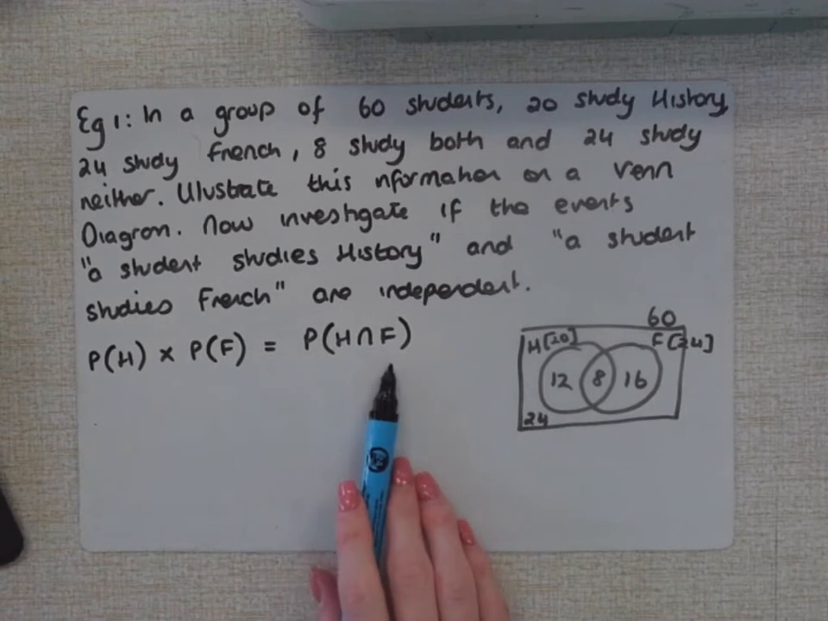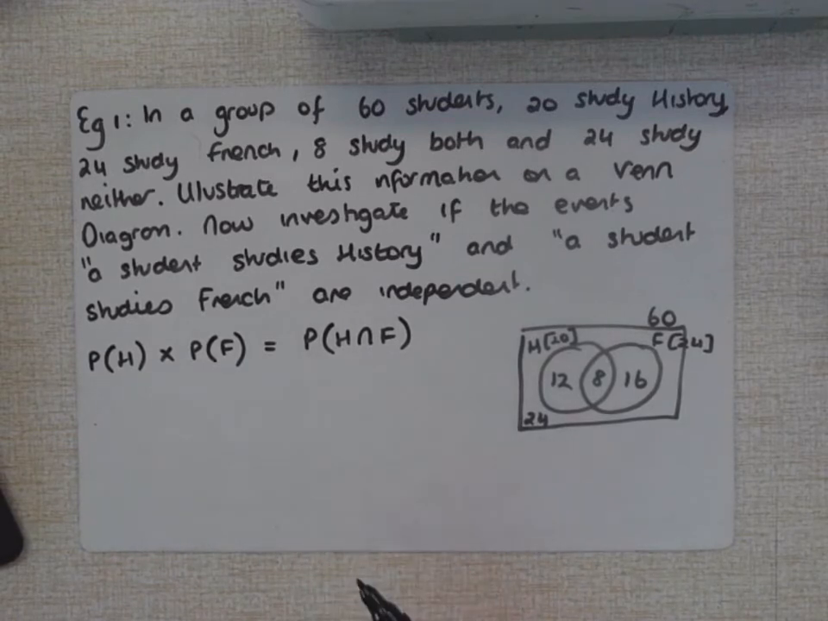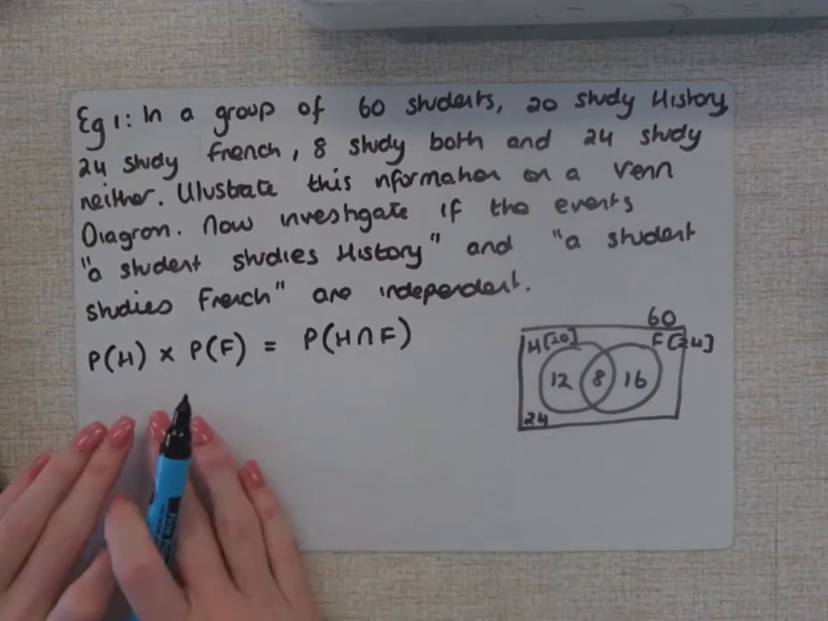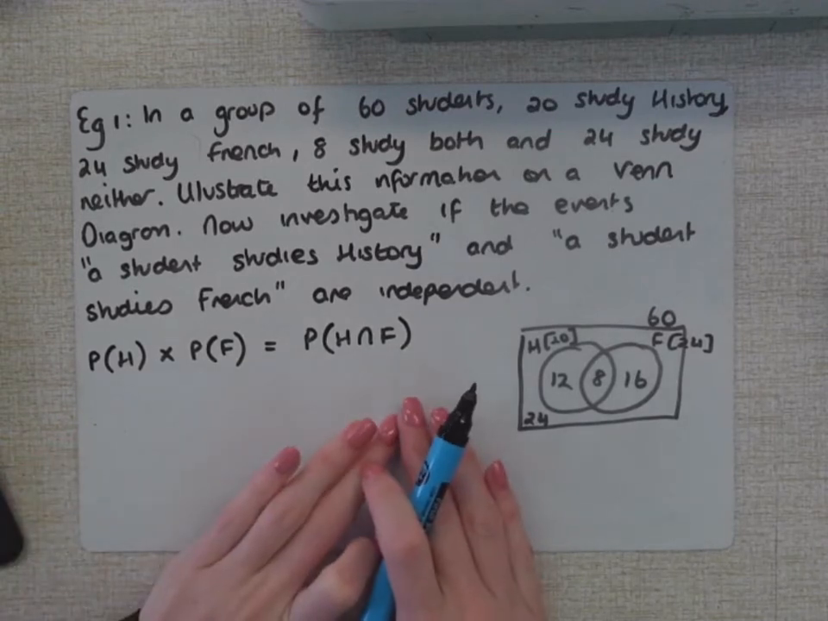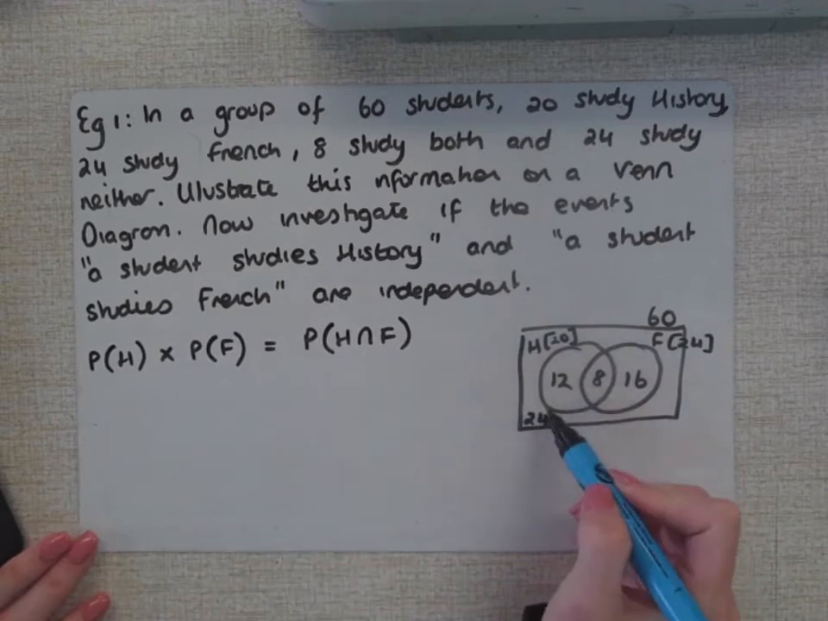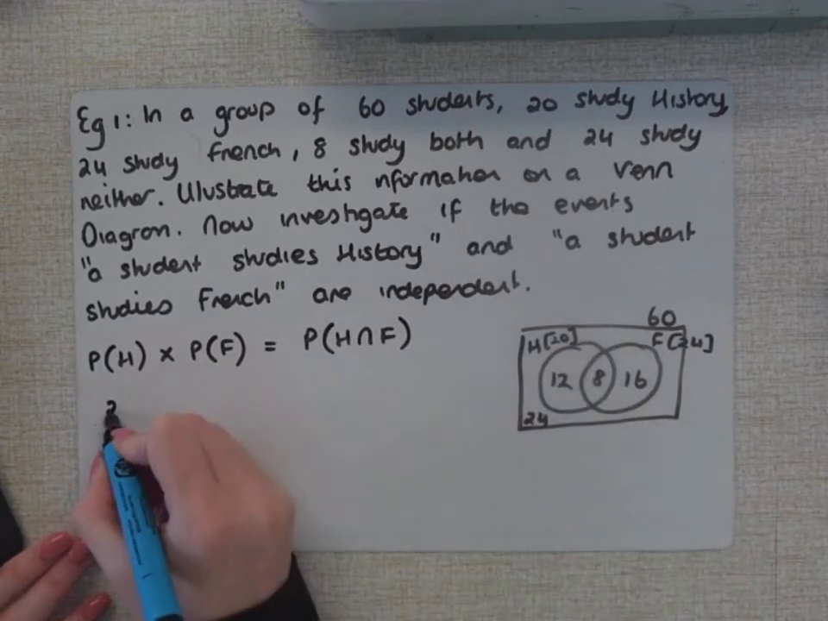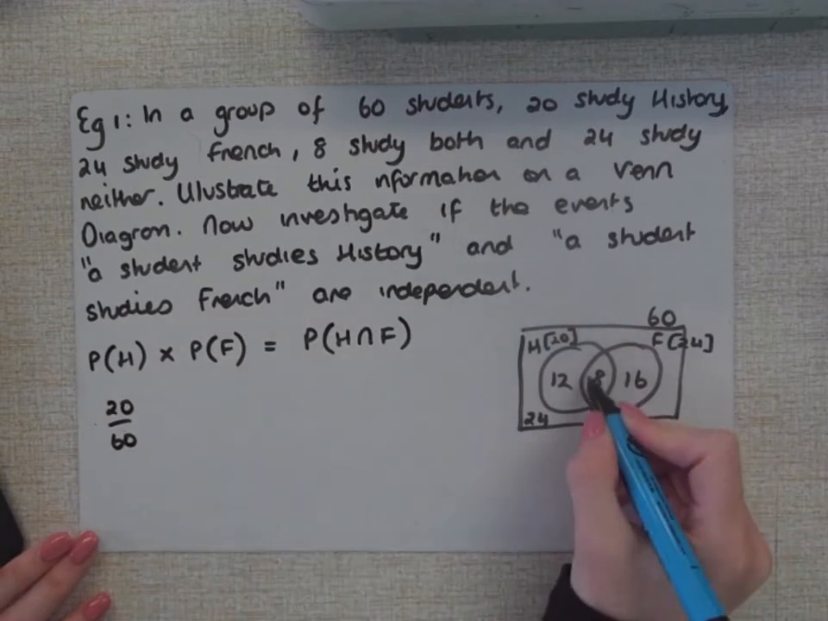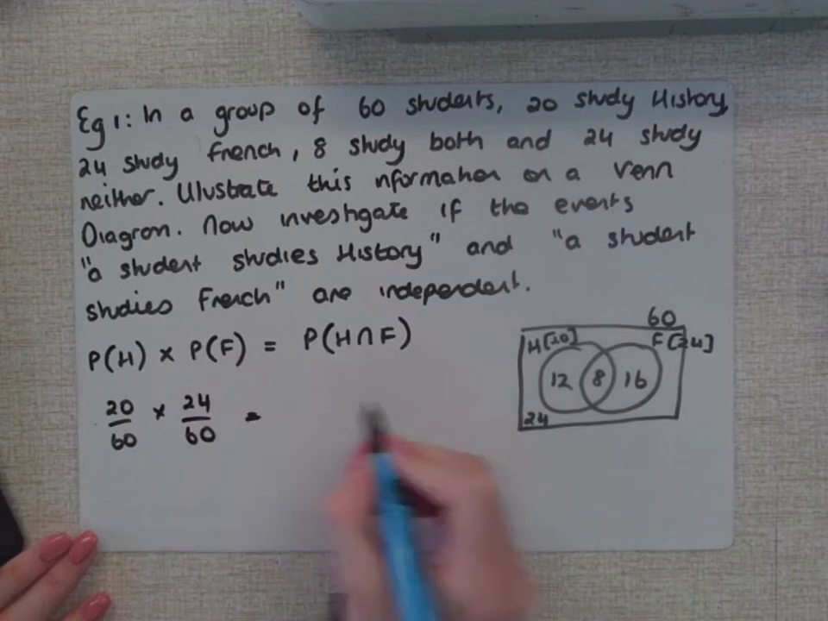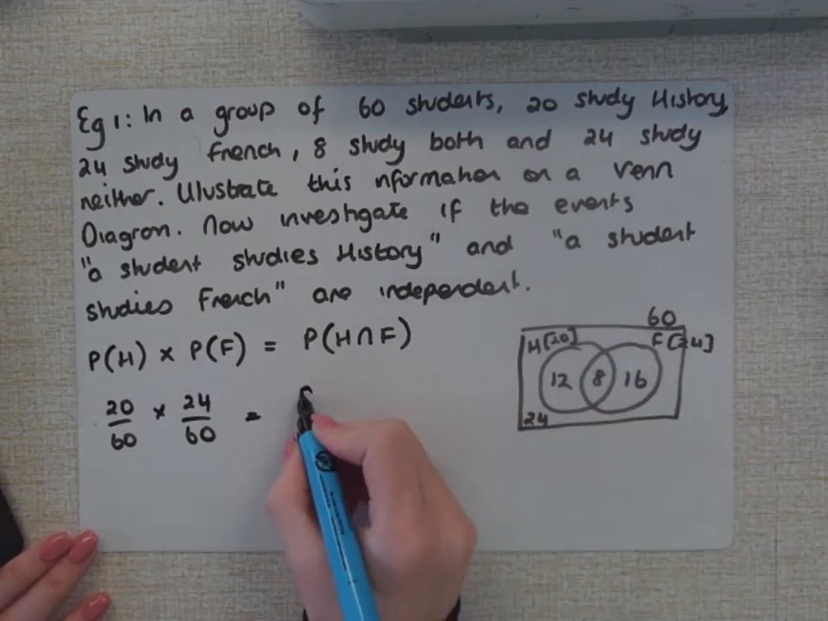Now, history intersection French is the same as saying history and French, isn't it? What does and mean? Multiply. So that's where this is coming from. If they're independent, this side should be equal to this side. Okay? If they're not independent, it won't work. So the probability of history is 20 out of 60. And the probability of French is 24 out of 60. And the probability of the intersection is 8 out of 60.